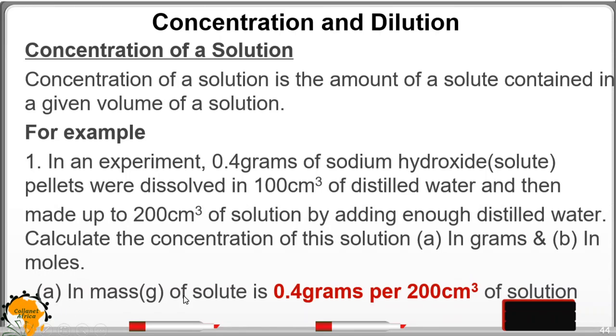The first part, we are already given the number of grams, so we don't need to change because the first question is asking about grams of the concentration. So it will be 0.4 grams per 200 centimeters cubed of solution, because it was made up to 200, so don't use 100 centimeters cubed.